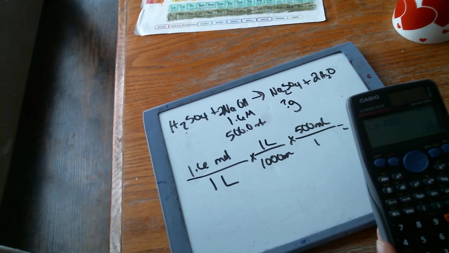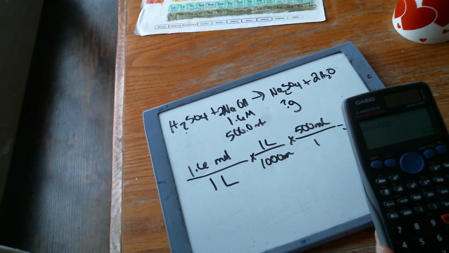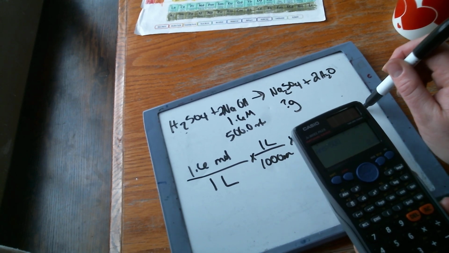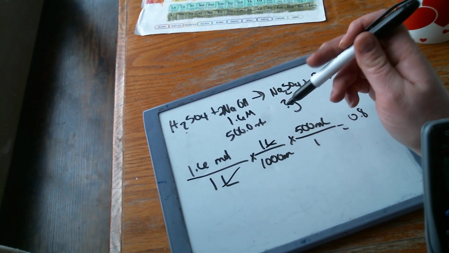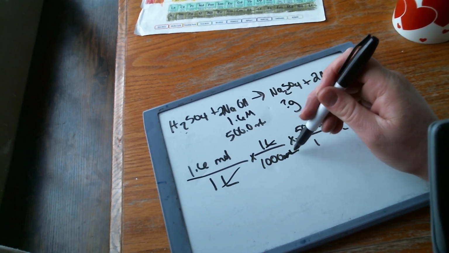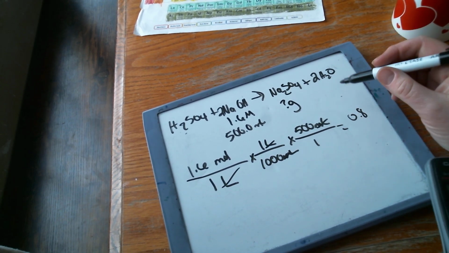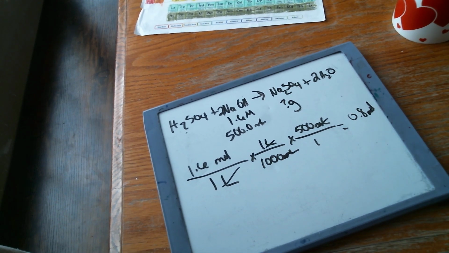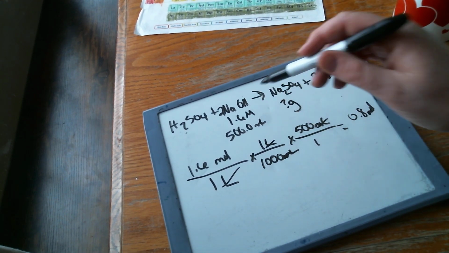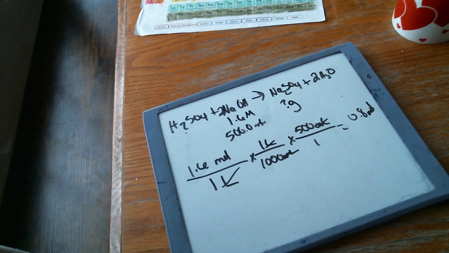1,000 times 500 equals 0.8. So here's our liters, our milliliters, and so that gives us our moles. Moles for that.